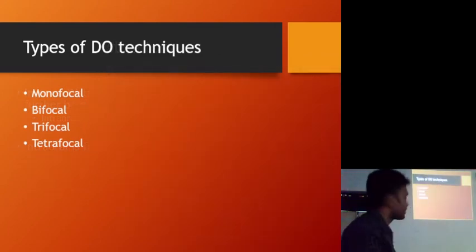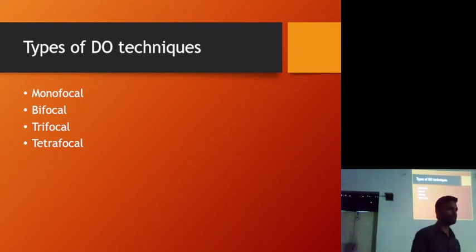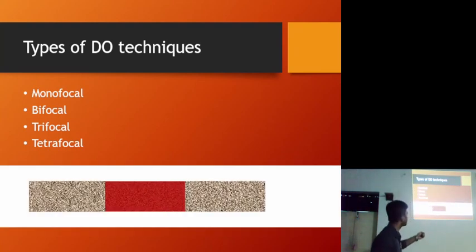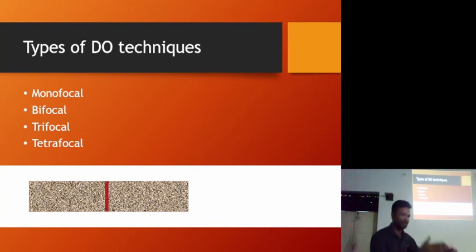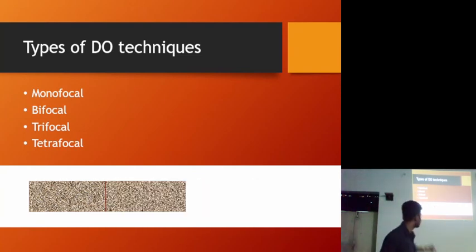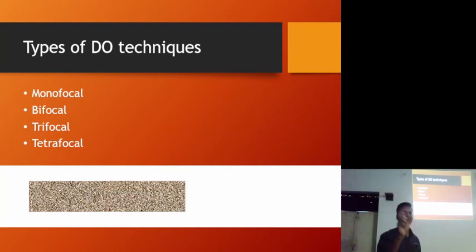So, now we come to the techniques. There are different types of techniques depending on the number of sites where new bone formation occurs. Okay, so abhi tak jo aapne dekha, that was monofocal. Bone formation occurs only at one site. We just perform the osteotomy and we pull the two segments apart. So that is monofocal. There is only one site where there is new bone formation.